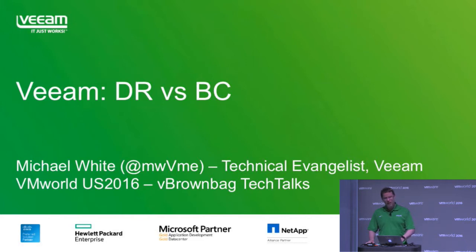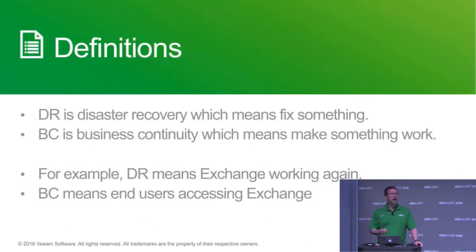So what we're going to talk about is the idea of DR versus BC. And first, we're going to talk about exactly what that is. DR is disaster recovery. That actually means to recover a server. BC, business continuity, is about recovering a service. So what I have on the screen here is the idea of DR is bringing Exchange back. But BC, or business continuity, is about end users actually being able to connect to Exchange, and that's a very different thing.